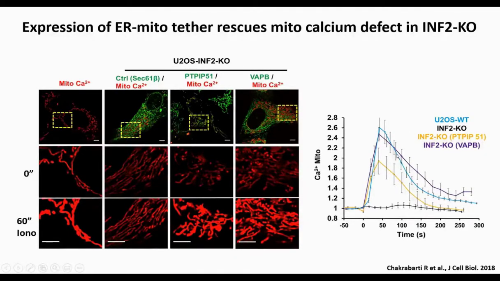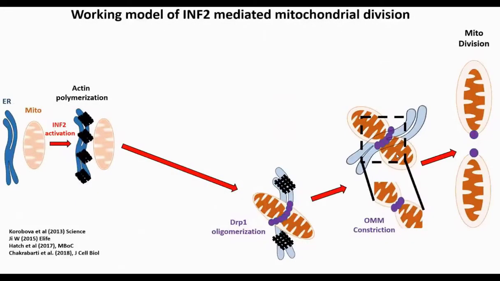So these results suggest that if you can rescue just the tethering function of the ER and mitochondria, the calcium flow is rescued even in the knockout cells, suggesting that actin filaments were actively playing a role in tethering the ER and mitochondria to promote these calcium transfers. So let me modify this working model a little bit. So we'll add some information over here.